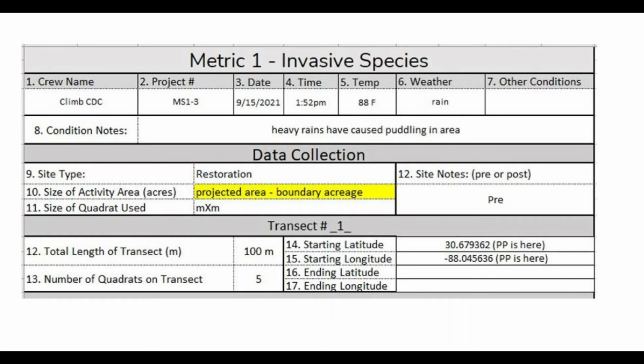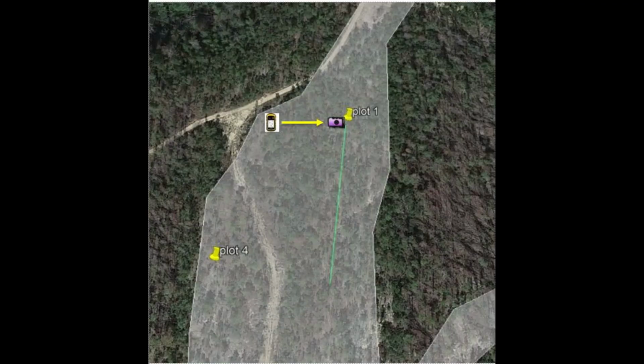And then we're also going to want to put the size of the quadrat used, because that may differ from team to team. The total length of the transect and number of quadrats on the transect should already be predetermined before you get out in the field. And then the starting latitude and longitude, you'll drop a point with your GPS to get that information. Go ahead and put it on here. And then we're also going to have this starting location serve as our first photo point.